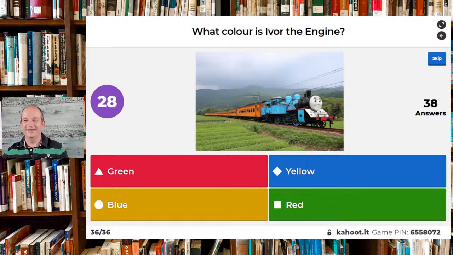We had a question about steam locomotives in the last quiz. Green, yellow, blue, or red? Still time to get an answer in. There's a few of you who haven't answered yet. Not much time left.